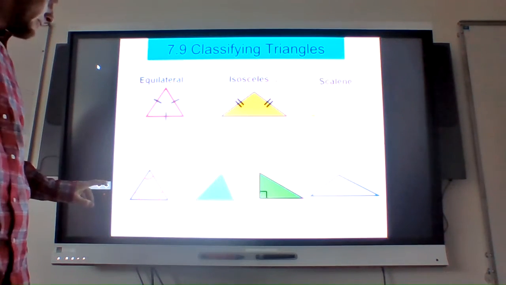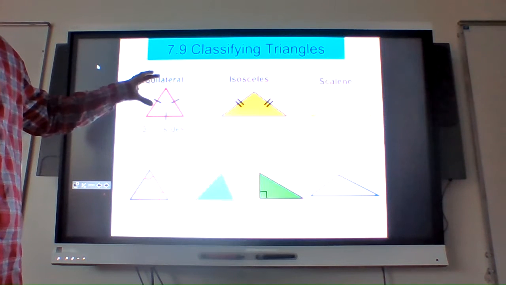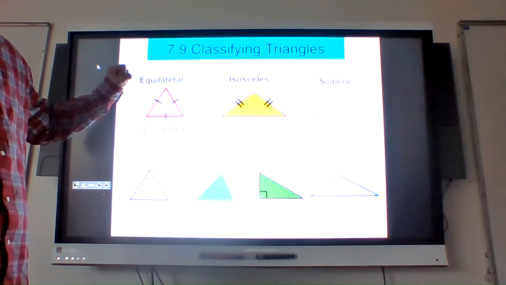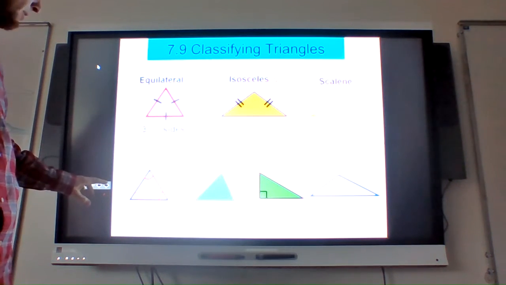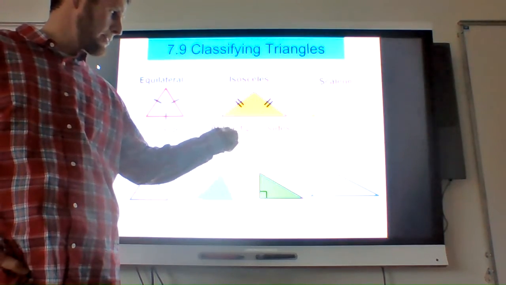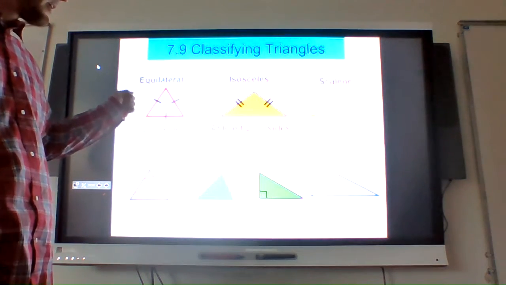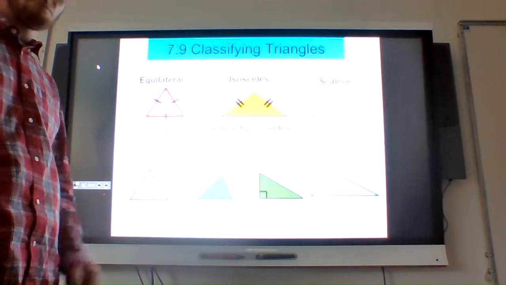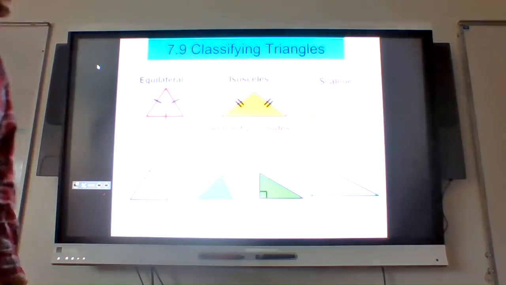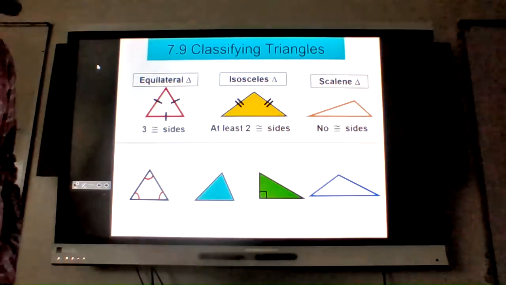Technically, if you read these definitions, an equilateral triangle is a triangle with all congruent sides. This would also apply to squares or pentagons if all the sides are the same. The definition for isosceles is a little bit tricky in that it's at least two congruent sides. So technically, this is an isosceles triangle, which is a little weird to think about, but that's how the definitions work. Scalene, of course, means none of the sides are equal. They're all different side lengths.